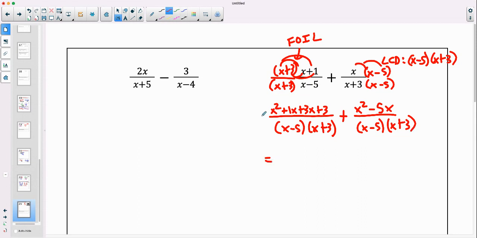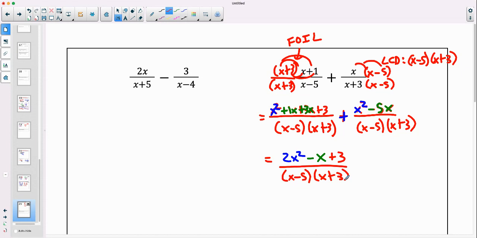So now we're in that final answer stage. If we get the x squared and the other x squared added together, that would be 2x squared. And then we can do positive 1x and positive 3x, that's 4x, and negative 5x, that all adds to a negative 1x. And then we have a positive 3 all by itself there. And that would be over x minus 5 times x plus 3.